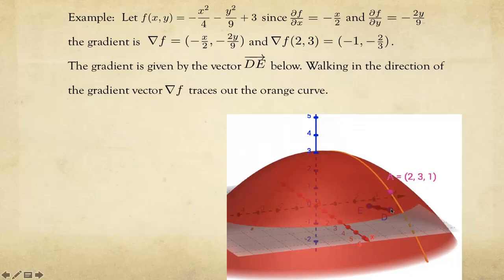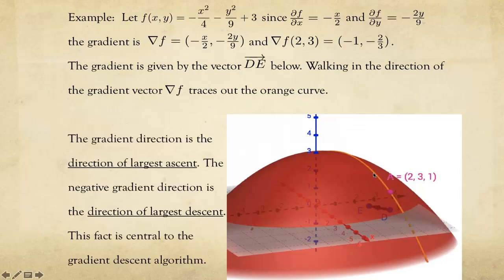Again, the gradient is not a three-dimensional vector. It's a two-dimensional vector in the domain space. It tells you the direction that you should be facing if you want to go up the hill the fastest. So the gradient direction is the direction of largest ascent, going up the hill the fastest. The negative gradient direction, which is the opposite direction, you just negate this vector, is the direction of largest descent.